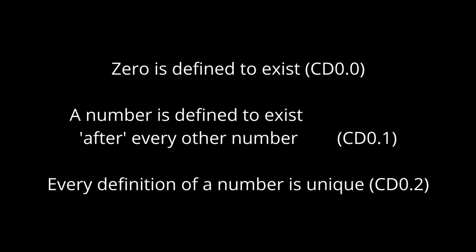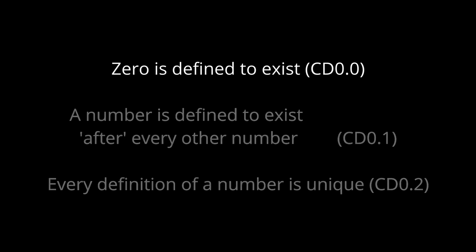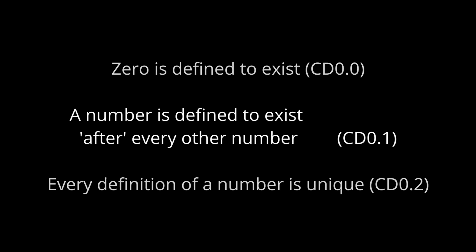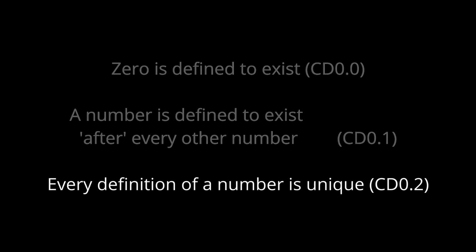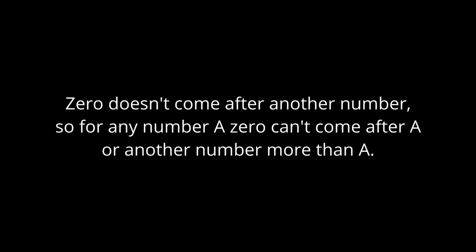0 doesn't follow any other number, which I know by combining the rules defining numbers. Every number is defined either as 0 or as the number after another number. And each number is uniquely defined, so 0 can't also be after any other number. Since 0 doesn't come after any other number, there isn't any number 0 can be more than.